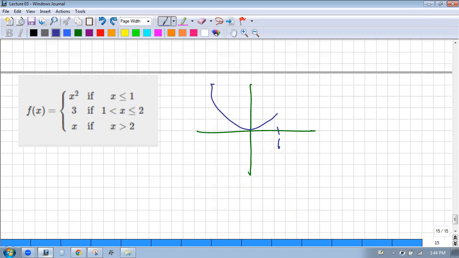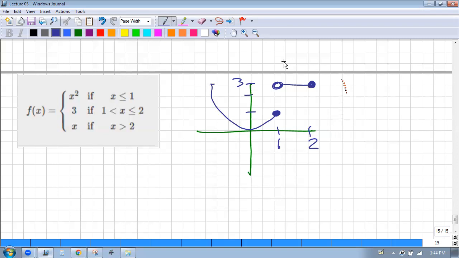Now they say over here between 1 and 2, I want the function to be equal to 3. So here's 1, 2, 3. Between 1 and 2, I need to be up here. And I have to leave this open because this does not say equal to here, right? It just says for x bigger than 1. It doesn't say for equal to 1, so that has to be open. But then over here at 2, they say make it equal to 3 if x is equal to 2. So where it's 2, I need to have a solid dot here.